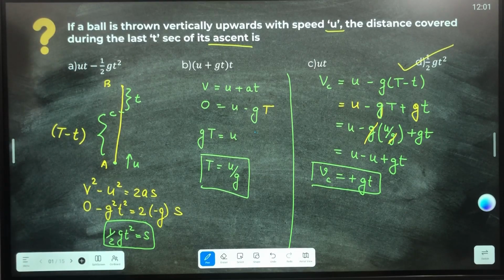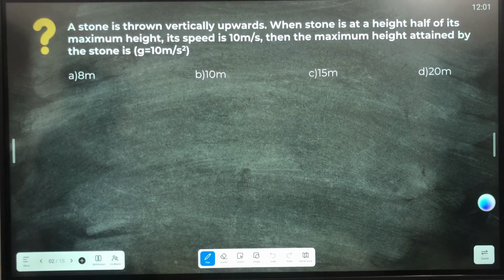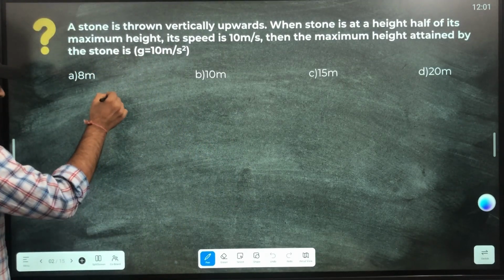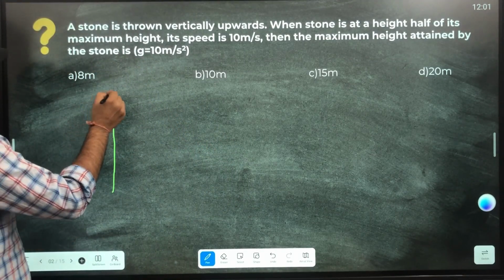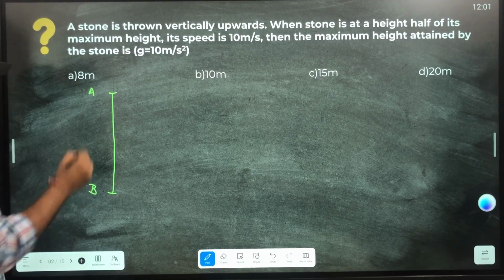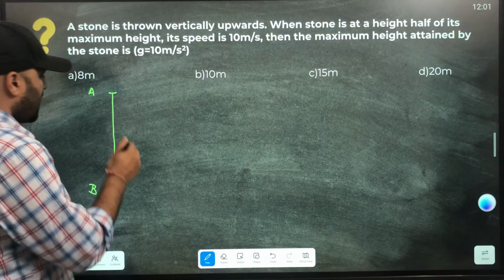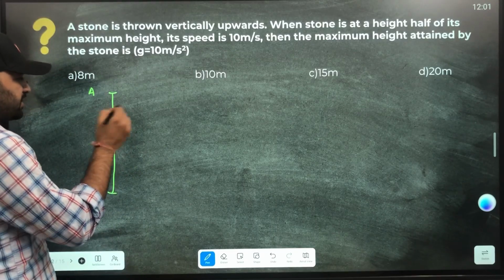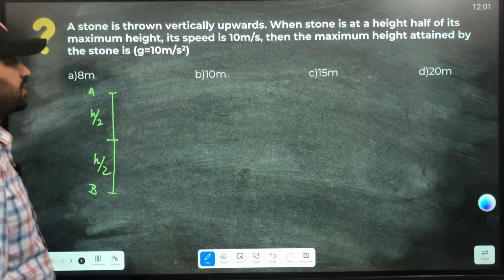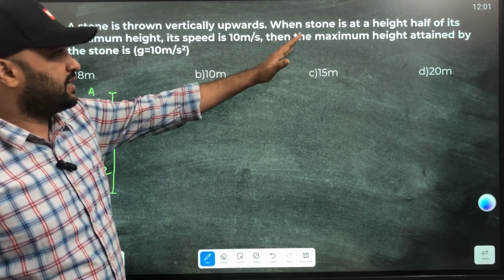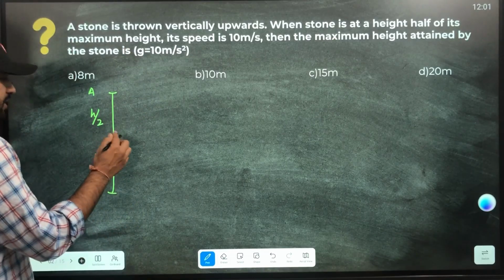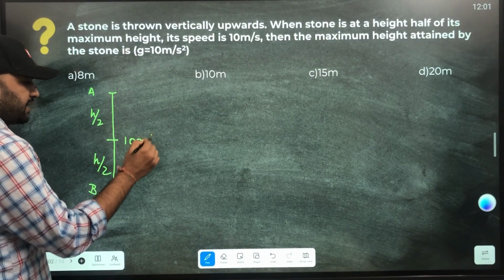Next question. A stone is thrown vertically upward. When the stone is at a height half of its maximum height, let's say this is our maximum height from B to A, and this is half of the maximum height. So if this is h by 2 and this is also h by 2, I don't know the value of h. Let's come back to the problem. When the stone is at half of its maximum height, its speed is 10 meter per second. So over here, its speed is 10 meter per second.